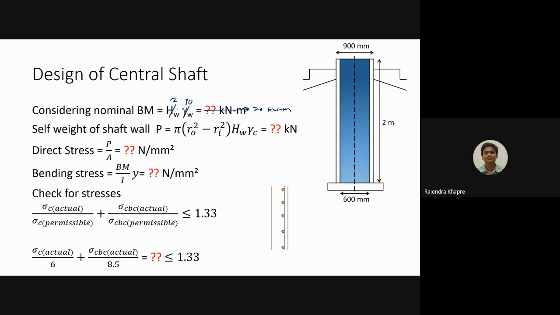So here the self weight of the wall: the outer radius is 0.45, because the diameter is 900 mm, and the inner radius is basically 0.3, because the inner diameter is 600, multiplied by the height of the wall, not water, height of the wall is basically 2 meters, and the density of the concrete is 25. How much is the self weight?